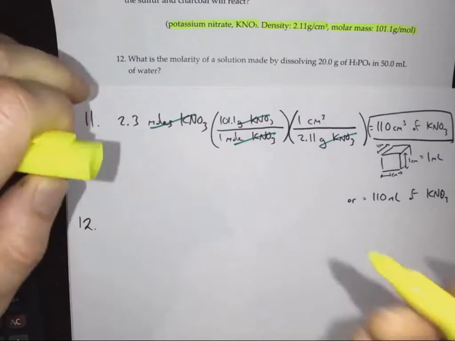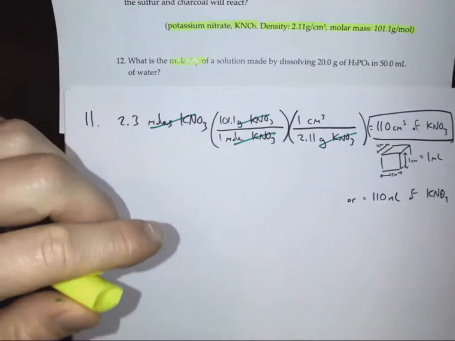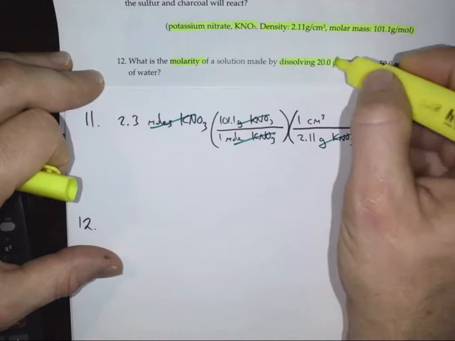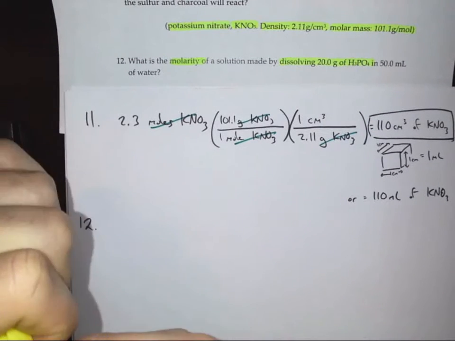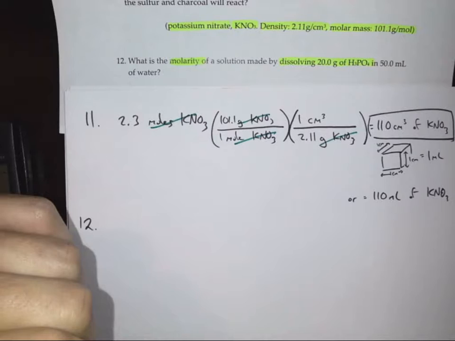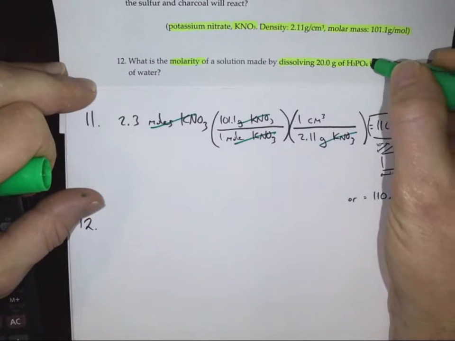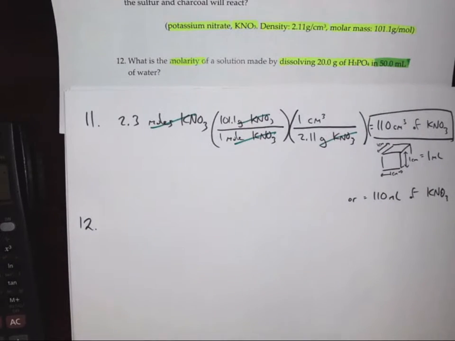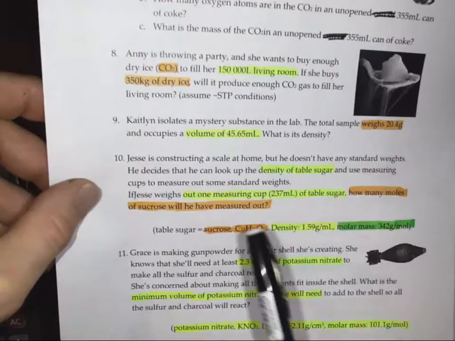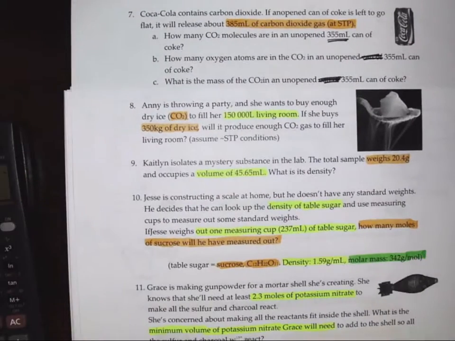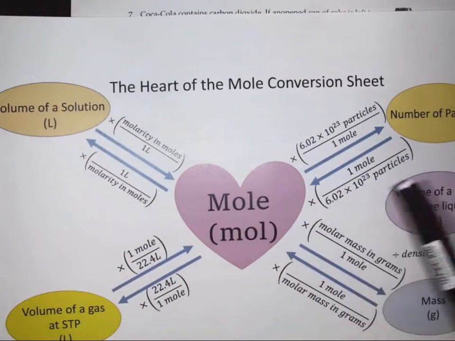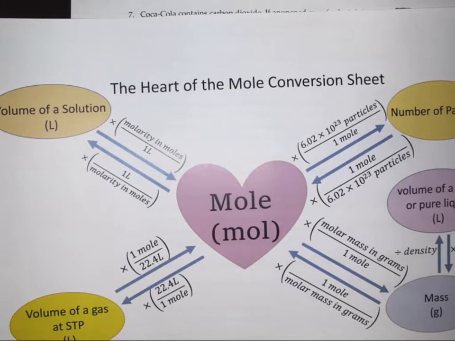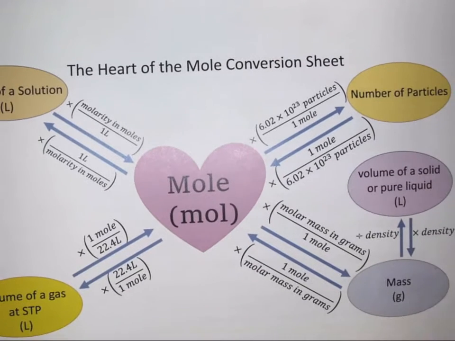Okay, so we're looking for the molarity. And we know that we're dissolving 20.0 grams of H3PO4, which is phosphoric acid, and we have a volume of 50.0 mL of water. Okay, so just like the density question in question 9, we don't have a conversion factor, or a way with this sheet to answer a question about what the molarity is, just like we didn't have one that answered what the density is.